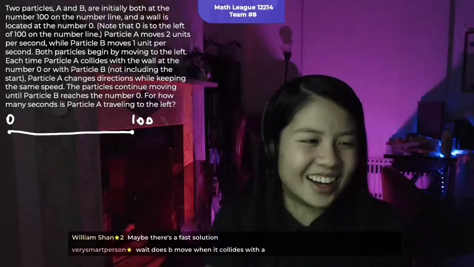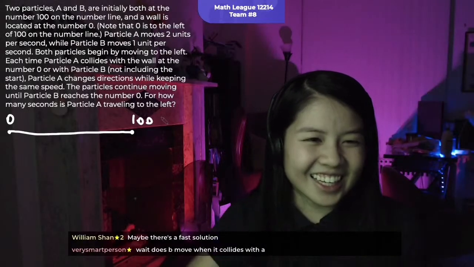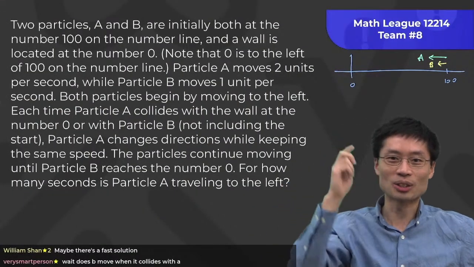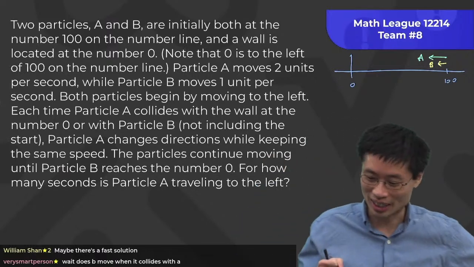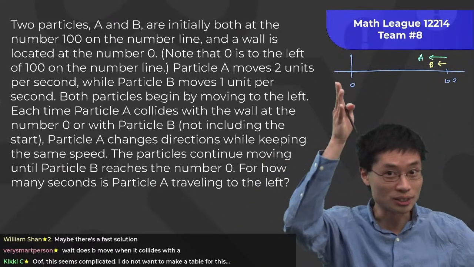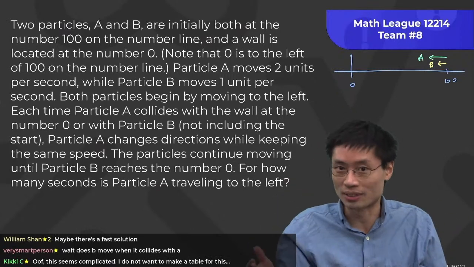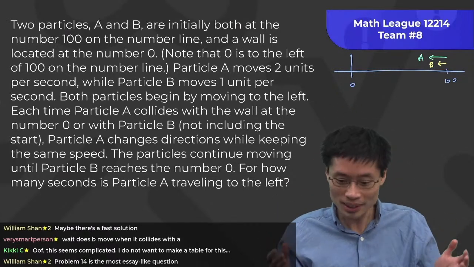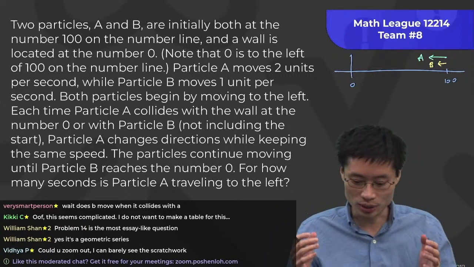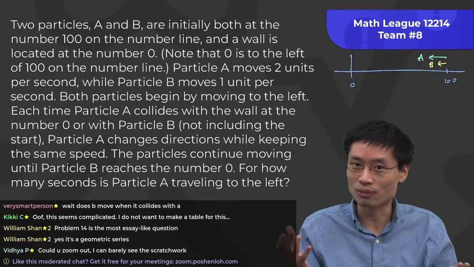This looks so hard. So this is going to be some kind of a geometric series, actually. Because at first I was like, can I use this fun trick, which is that particle B is going to move 1 unit per second for 100 units. So particle B is moving for 100 seconds. Okay, so particle A, is it actually a geometric series? It should be. And particle A is going to be moving for a total of 100 seconds.